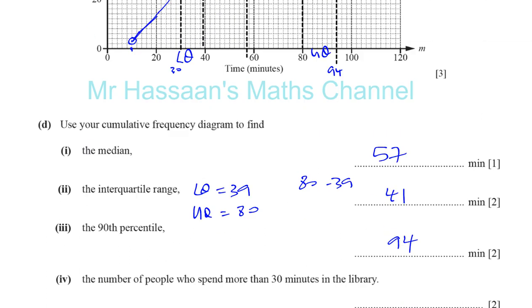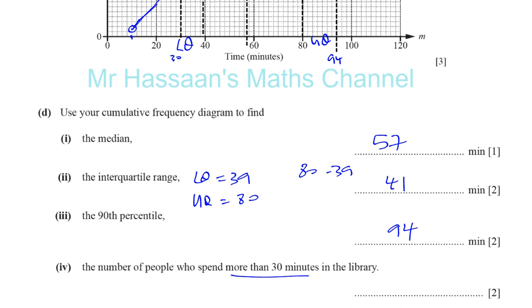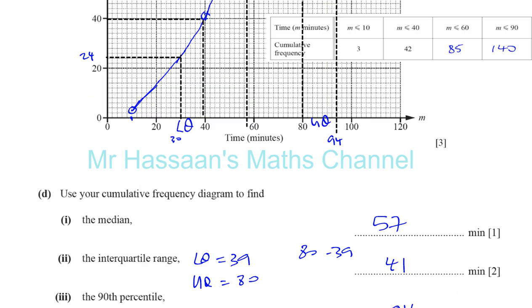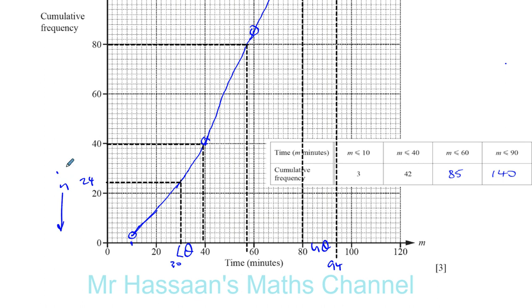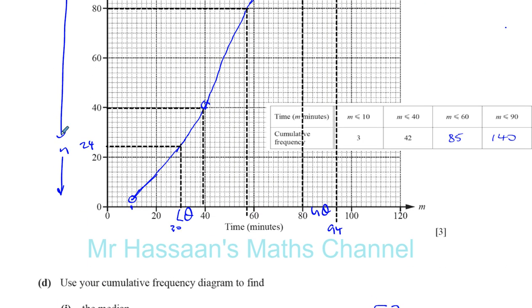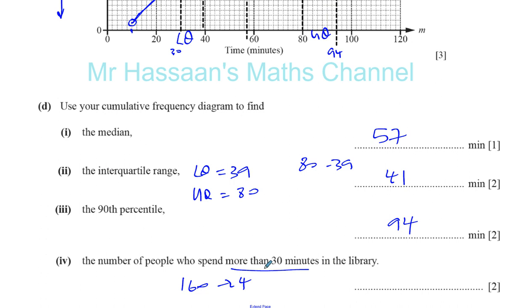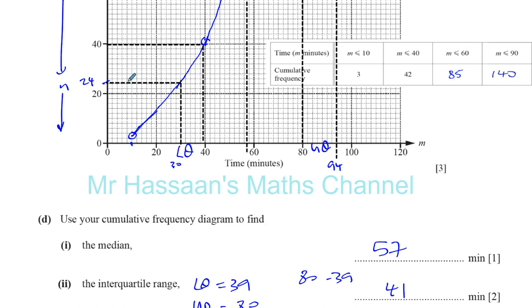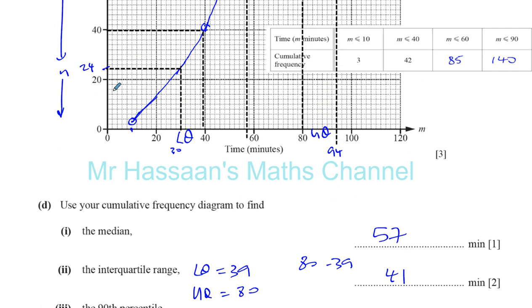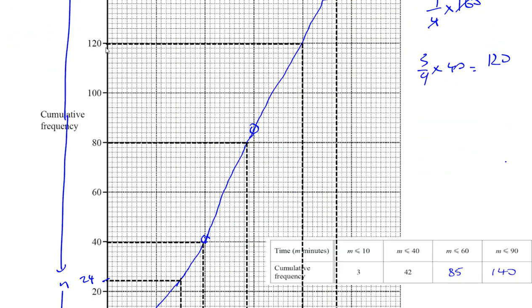So we want to find how many people spent more than 30 minutes. That's a very common question. The answer is not going to be 24. It's going to be 160 minus 24. Why 160? Because that's the total number. We're looking not for the ones that spent less, but the ones that spent more, the ones all the way up to here. So that's 160 minus 24, which is 136. So 136 people spent more than 30 minutes in the library, and you've got to be careful about this question. Many people just write 24 as their answer. If it said less than 30 minutes, or 30 minutes and less, you would put down 24, but they want more than 30 minutes, so they want the rest of them, going all the way up to 160. So 160 minus that 24.